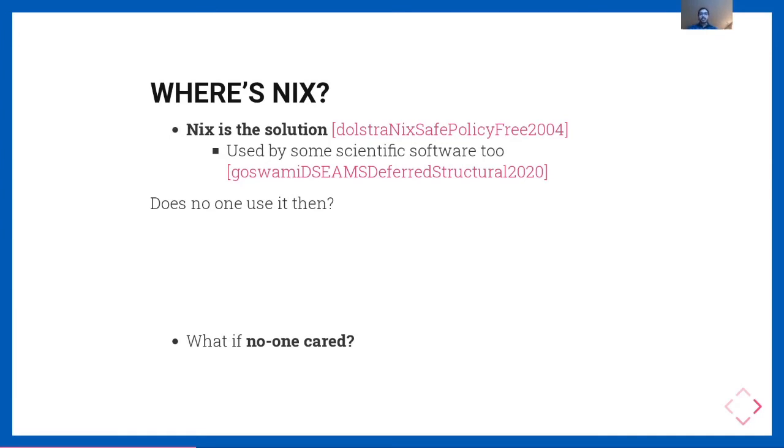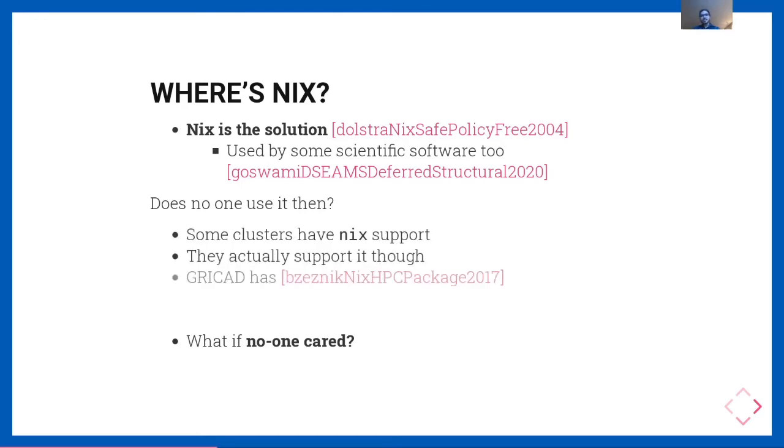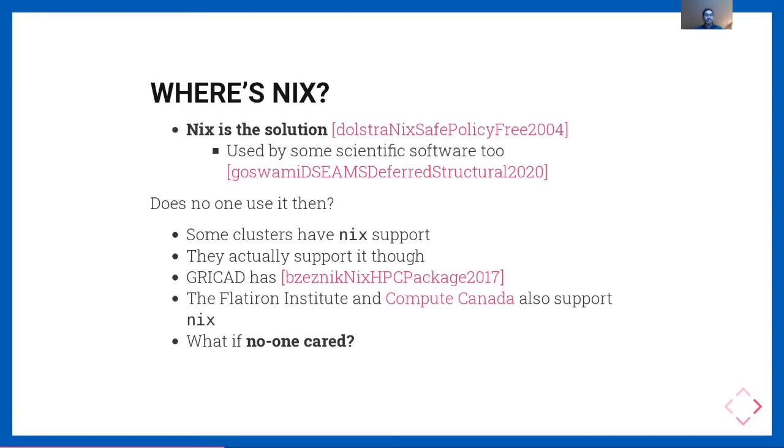It's been around for a long time now. It's 16 years, yeah? But does no one use it? That's not exactly true. There are clusters which use it. They have good support, like Grid'5000 even has an ACM paper on it, and the Flatiron Institute and Compute Canada also support Nix. But what if no one cared? What if nobody cared that you have problems or you like Nix? Well, then you end up here in this presentation.